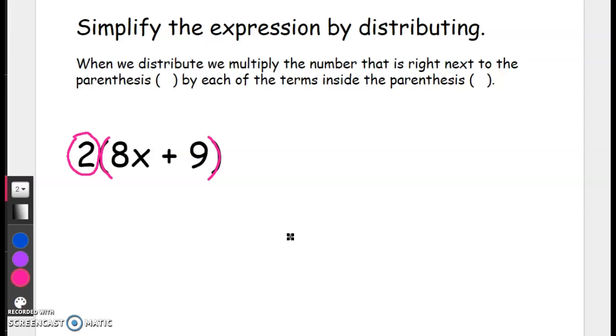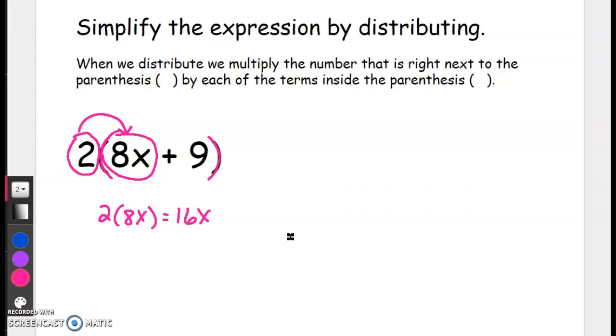Again, when we're distributing, because we have a number right next to a set of parentheses, which always means to us that we're going to multiply, we're going to be multiplying this 2, which is a positive 2 because there's nothing in front of it, by each one of the terms that are inside of our parentheses. So inside of our parentheses, we have our first term, which is a positive 8x. The first thing we're going to do is 2 times 8x. 2 times 8x will give us 16x.